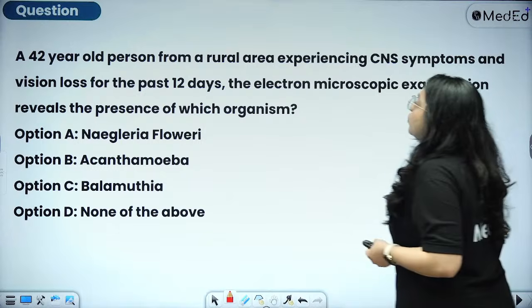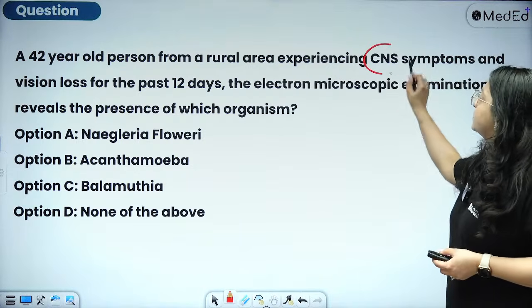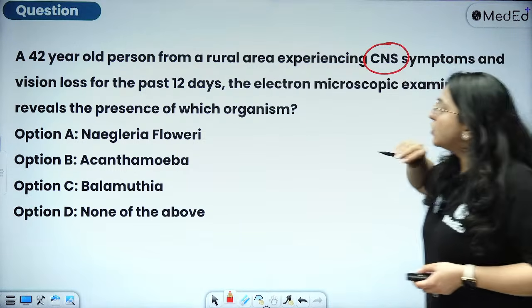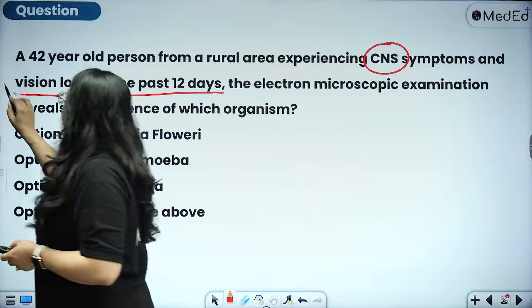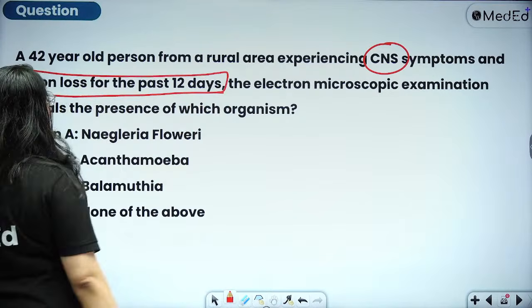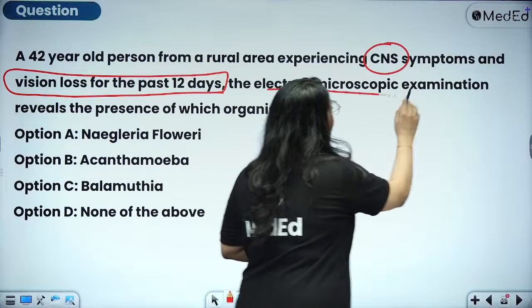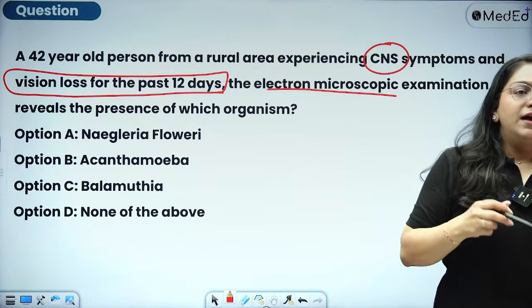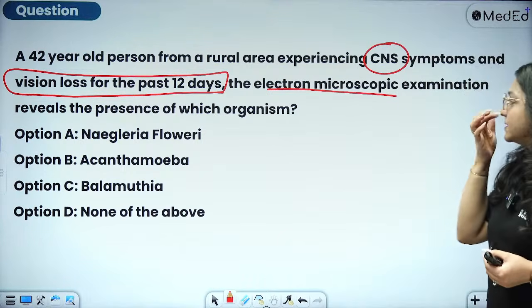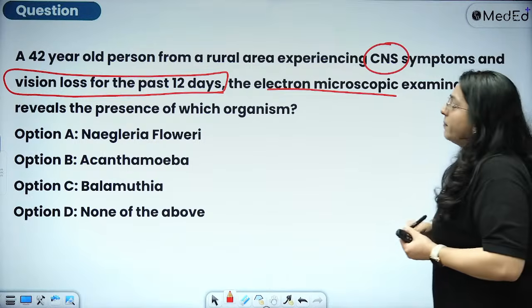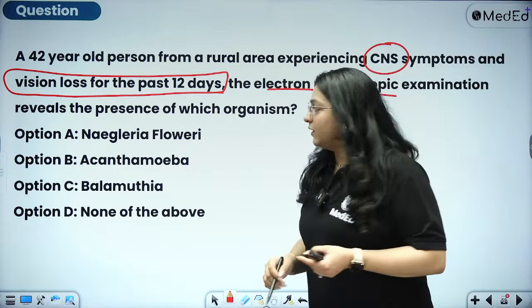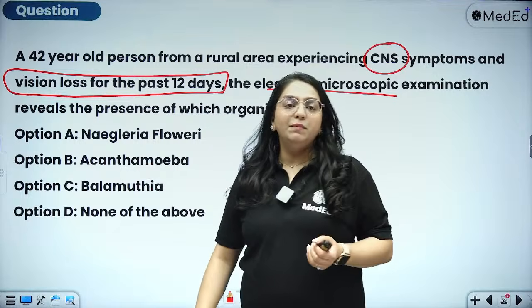42-year-old person from rural area experiencing CNS symptoms and vision loss for the past 12 days. The electron microscopy reveals the presence of which organism? If you are talking about electron microscopy, that means you are directly putting it under some microscope. Now, they have tried to distract you by saying it's a virus, but all three they have given are free living amoeba only.